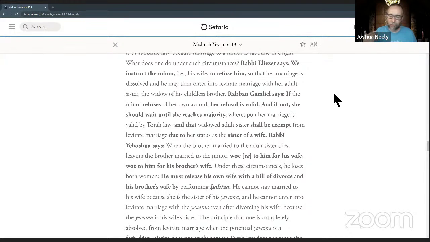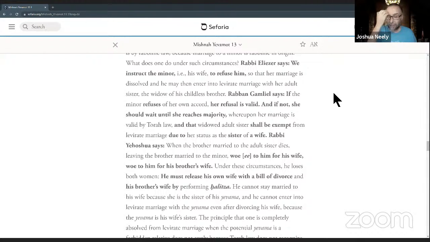Rabban Gamliel says we don't want to encourage refusals, so therefore we just sit and wait until the younger becomes of maturity, bat mitzvah age, and then that resolves the problem that way too, because obviously the brother cannot marry the widow because that's the sister of his now adult wife.